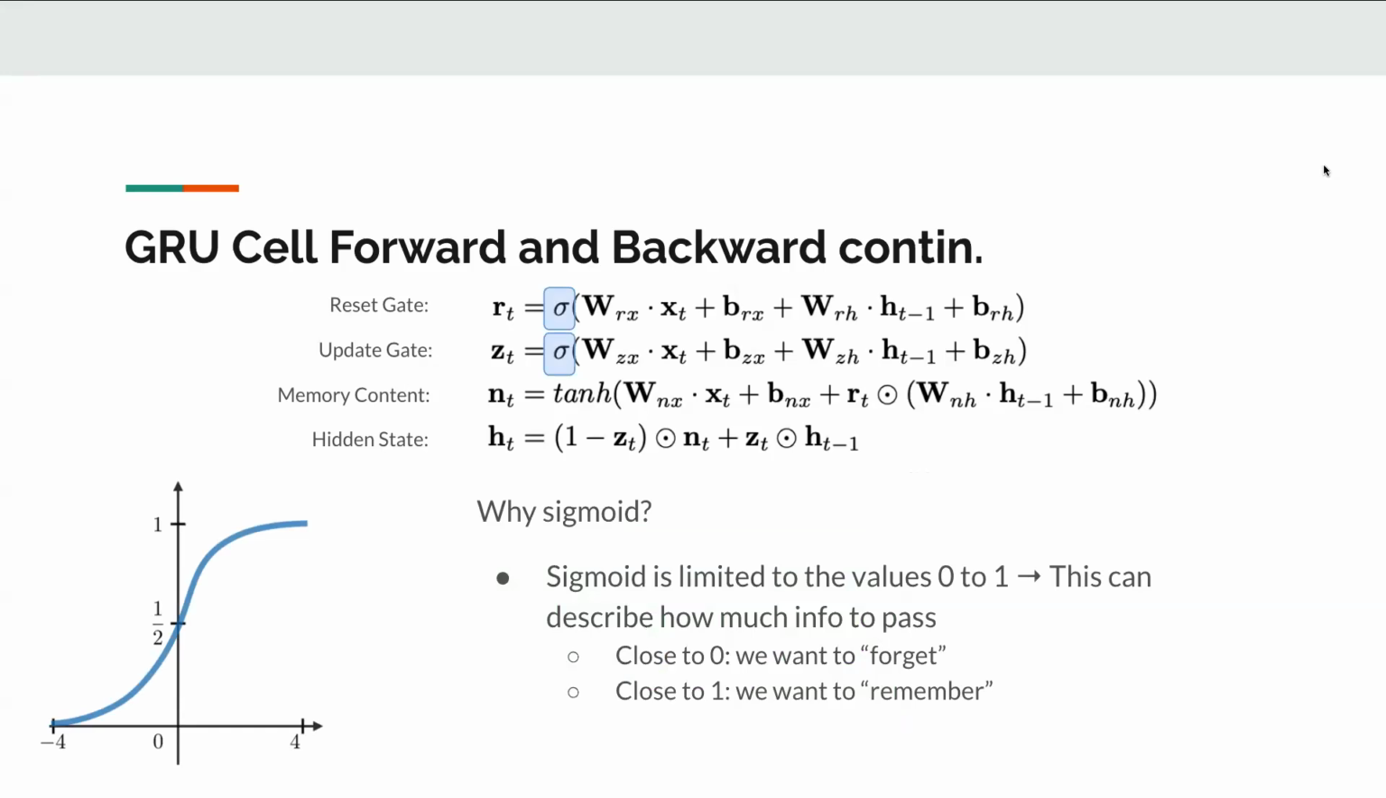Remember that GRUs consist of 4 equations that represent the reset gate, which you're seeing as equation 1, the update gate, the memory content, and the hidden state. This section is the most time-consuming part of the homework because it involves a lot of derivatives, so it will take a bit of your time. Just know that the reset and update gates are very similar, so if you understand one, you'll basically be able to understand the other. Next slide.